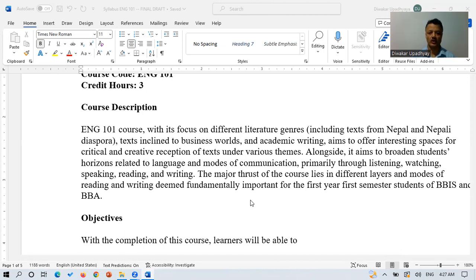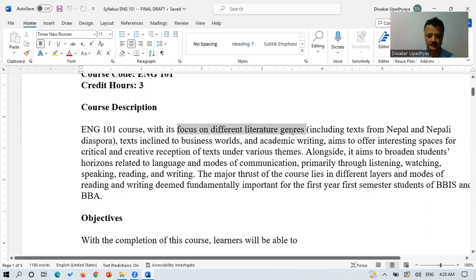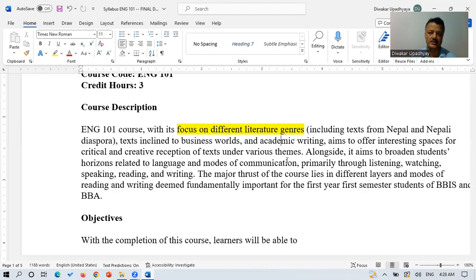So it says ENG 101 course with its focus on different literature genres. So the first thing it says is that in this course you will have content in different literary genres. What are they? There can be a poem in your course. There can be an essay in your course. There can be a story or a play in this course. There can be a documentary, visual documentary. There can be a movie in this course, or there can be, let's say, media in this course. Poem, play, essay, story, documentary, movie, or media.